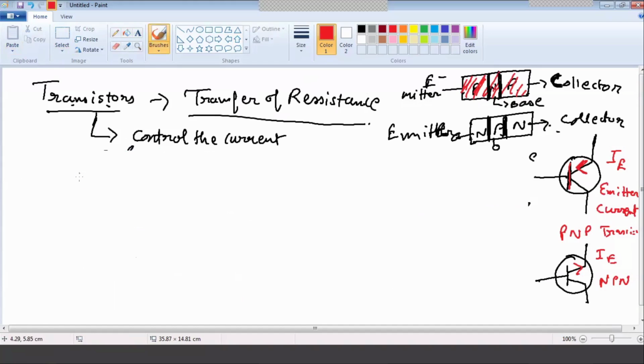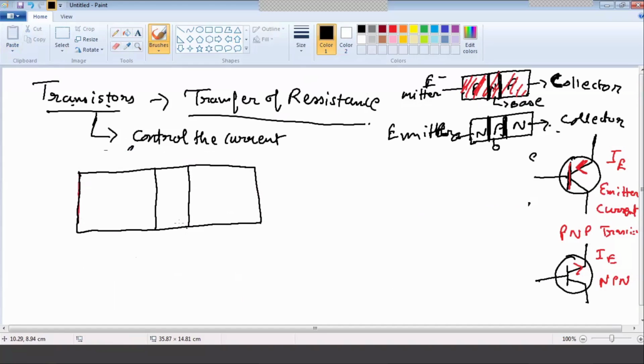So as you know, we already discussed this thing. Suppose this is a PNP transistor. This transistor will be connected by two sources. Okay, two sources will be there.